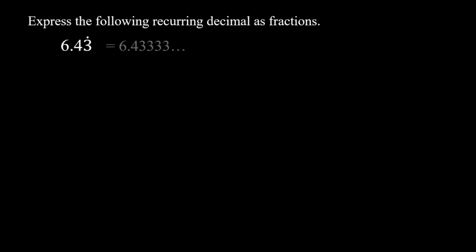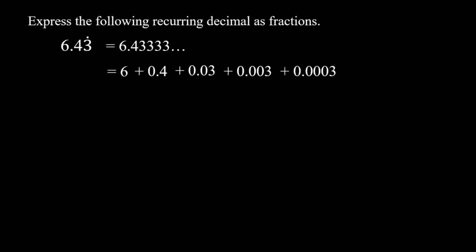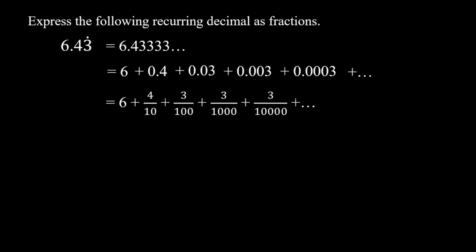So this is equal to 6.43333. And let's separate it into its own decimal places. So you get 6 plus 0.4 plus 0.03 and keep going. And convert this into fractions. So you get 6 plus 4/10 plus 3 hundredths and keep going with that.